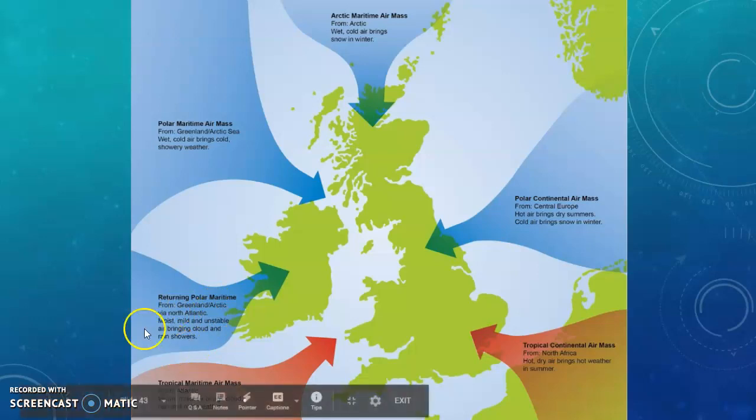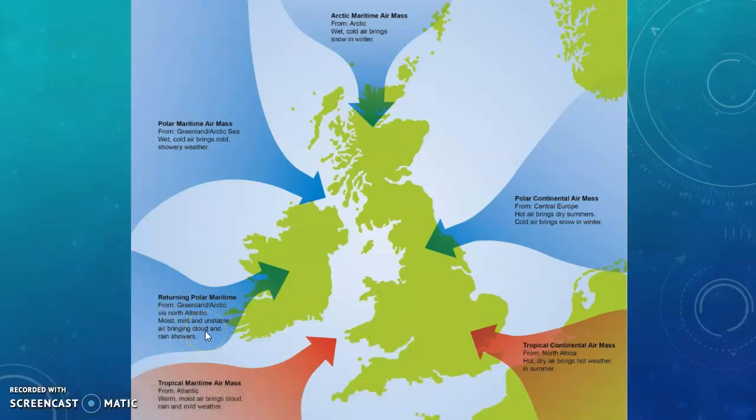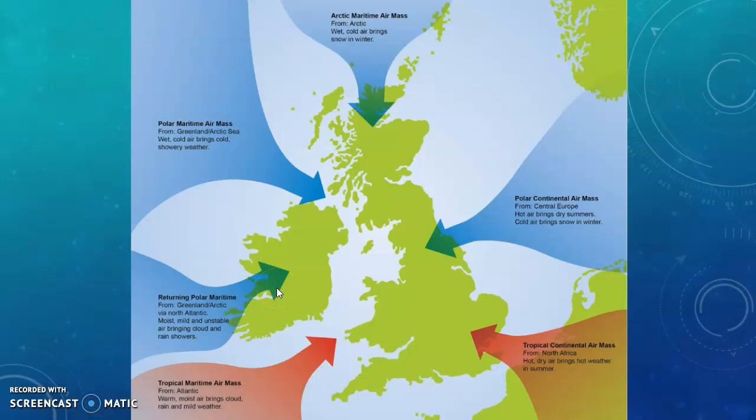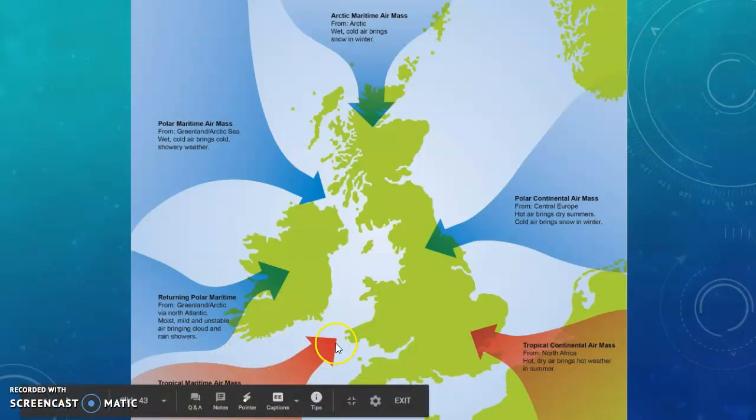Returning polar air, so moist, mild, unstable, showers, rain. And then our tropical maritime air mass, as we said already, it brings a little bit of rain and mild weather, and we see a lot of it. And then up here at the very top, from the Arctic, cold air brings snow in winter. So this one here, the tropical maritime, is our usual one.